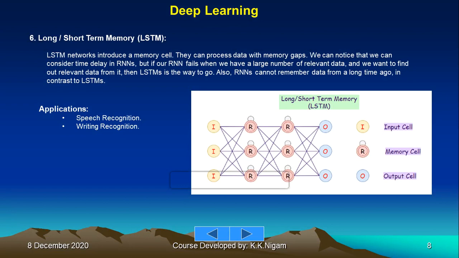Long short term memory, LSTM. LSTM networks introduce a memory cell. They can process data with memory gaps. We can notice that we can consider time delay in RNNs. But if our RNN fails when we have a large number of relevant data and we want to find out the relevant data from it, then LSTM is the way to go. Also, RNNs cannot remember data from a long time ago, in contrast to LSTMs. Applications for this are speech recognition and writing recognition.